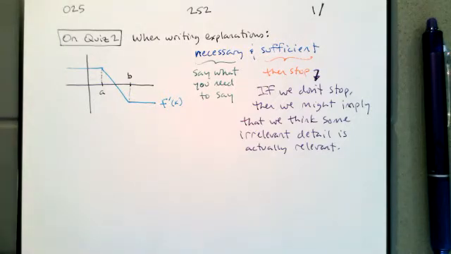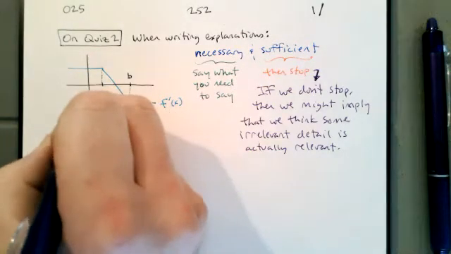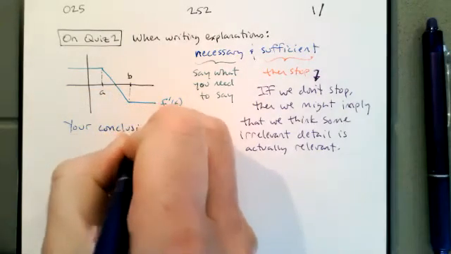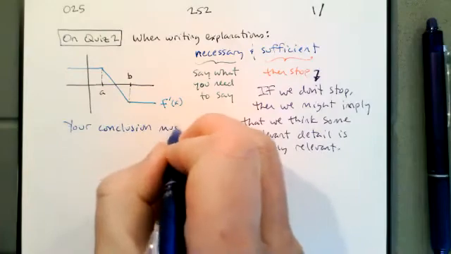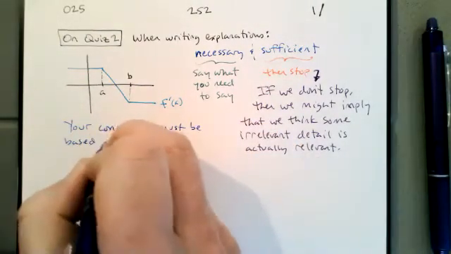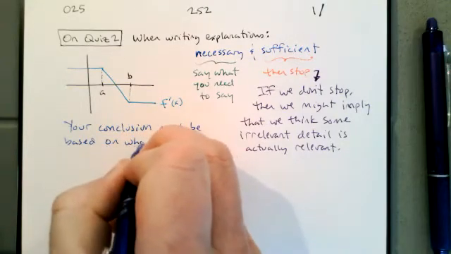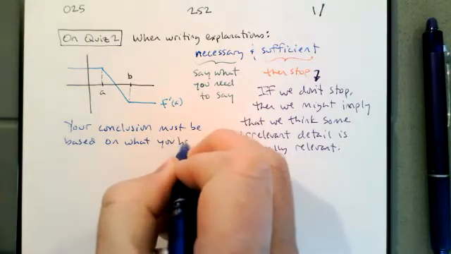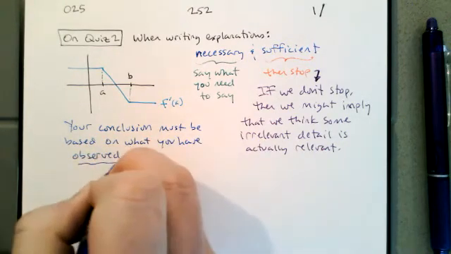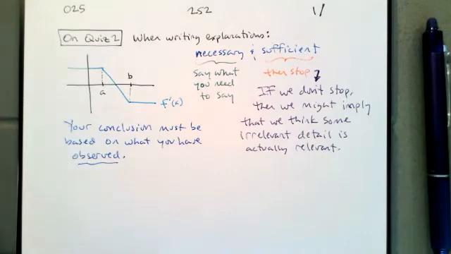Your conclusion must be based on things you've observed. Your conclusion must be based on what you've observed. So your conclusion must be based on what you have observed.